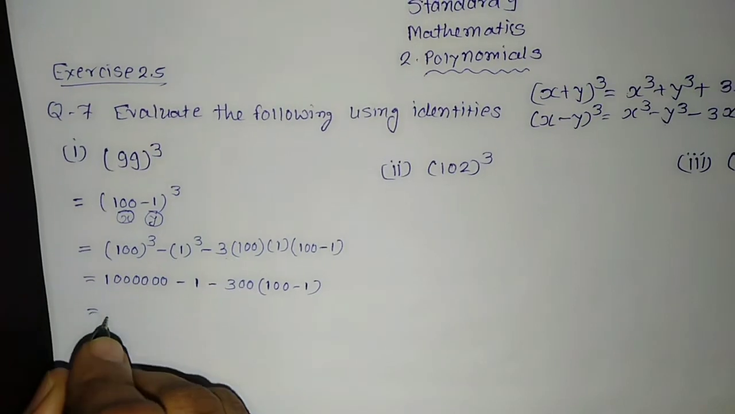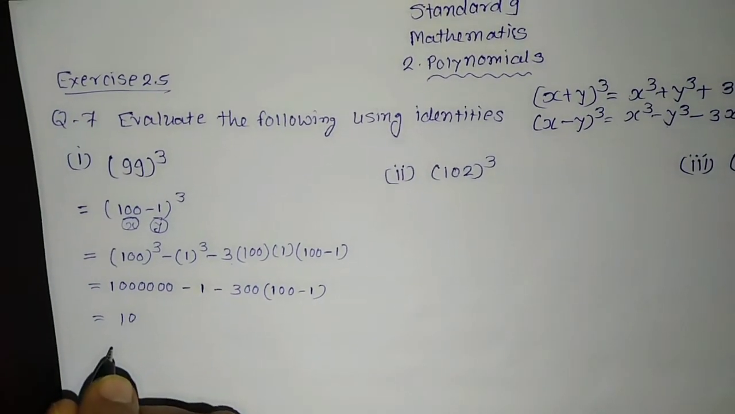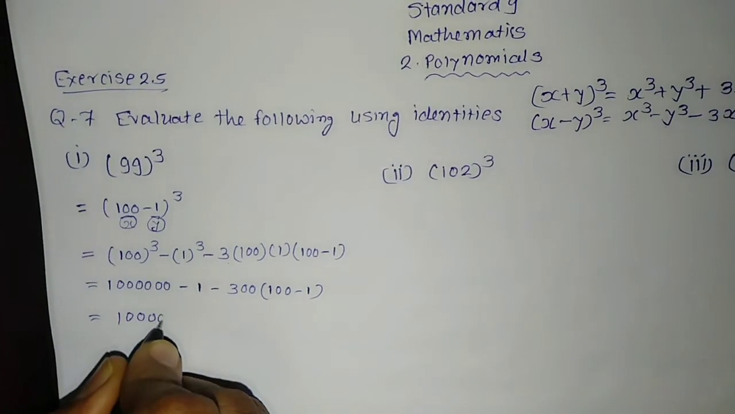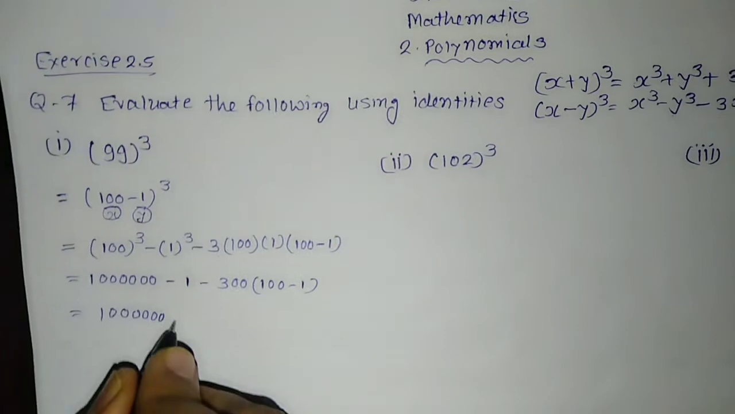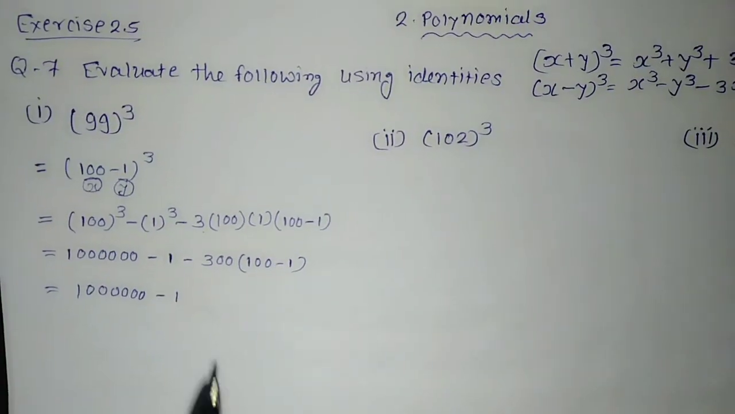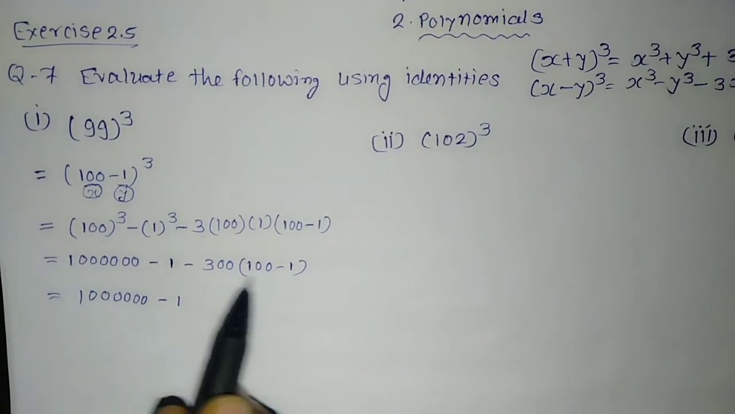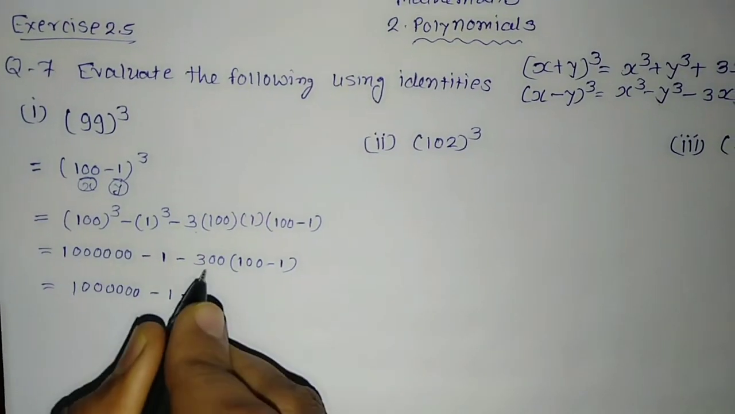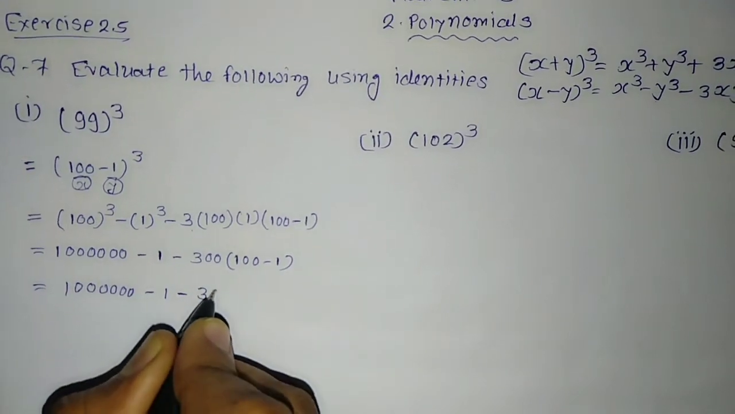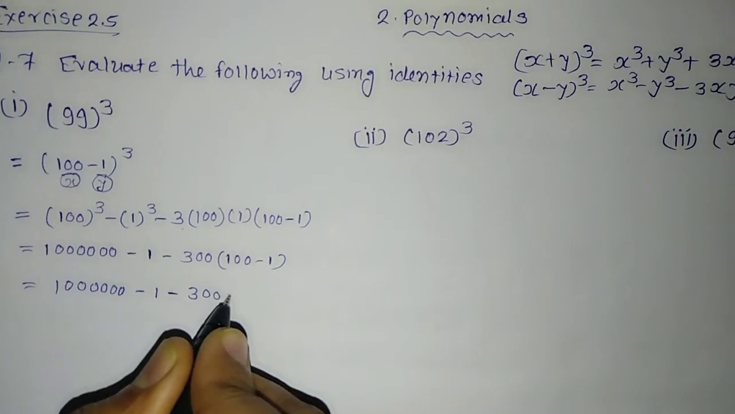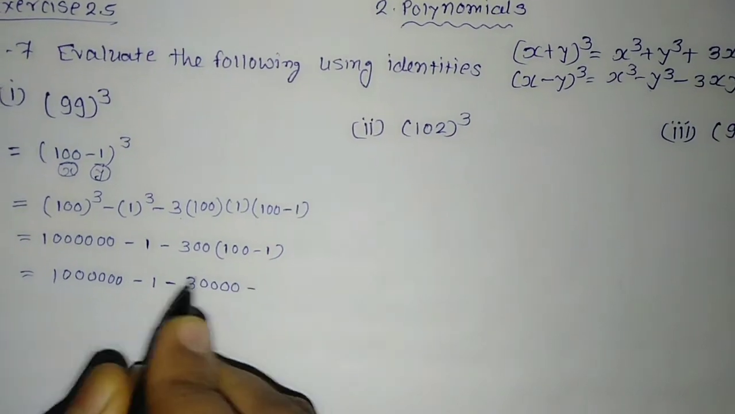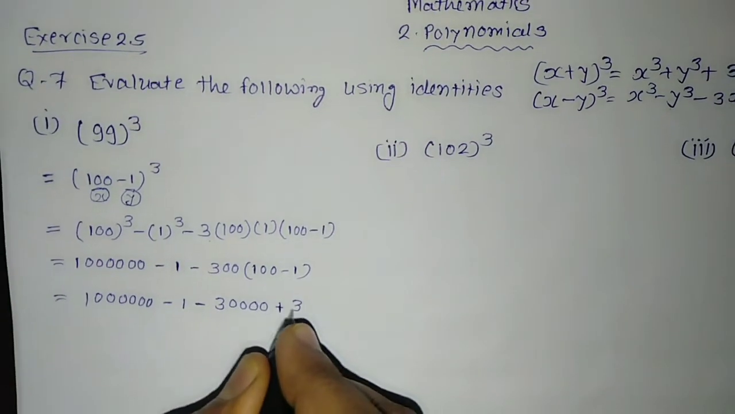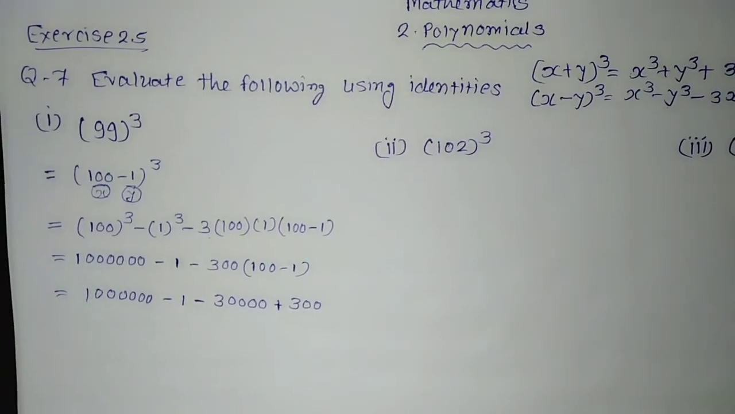So I will keep it as usual, 1,000,000 minus 1 minus 300 into bracket 100 minus 1. So it is 300 into 100, we multiply them, this is minus and this is plus, so the answer will be negative, that is minus 3, then 2 zeros, and multiplied with this 100, 2 more zeros. Then minus 3 into 1, minus into minus turns to plus, 300 into 1 is equal to 300. This is what we have written.